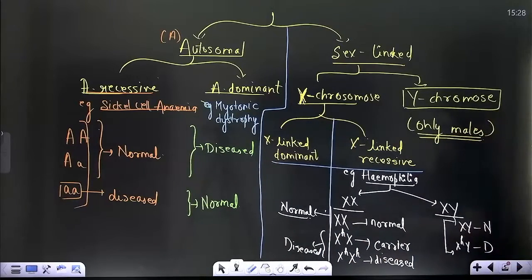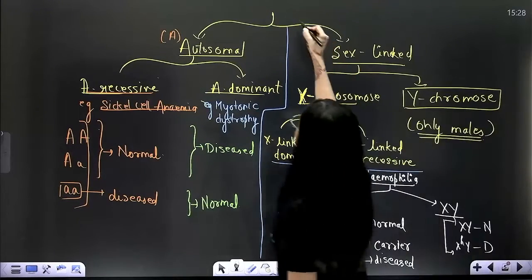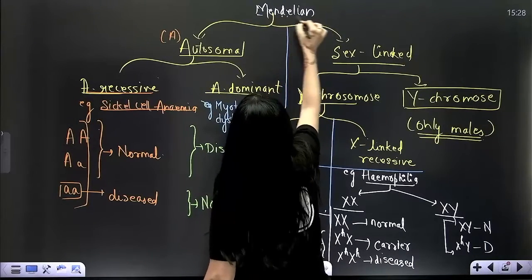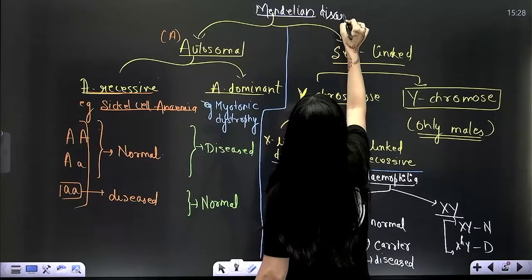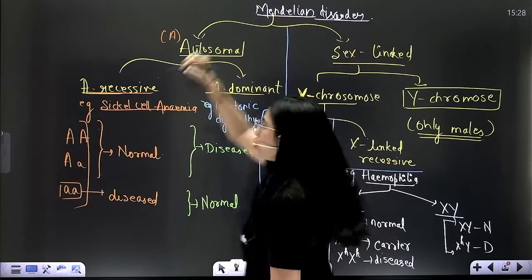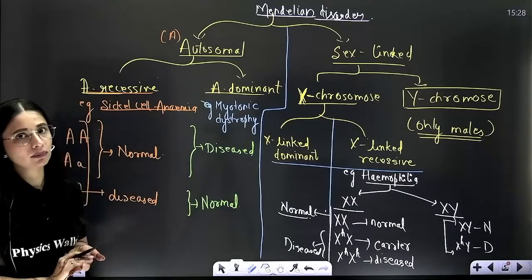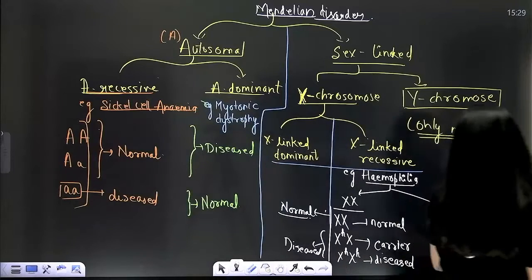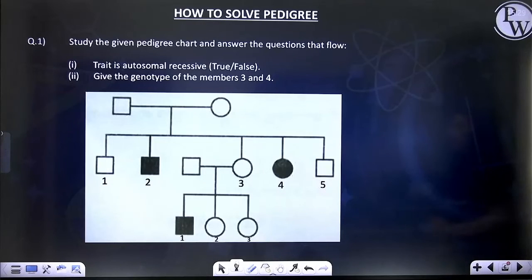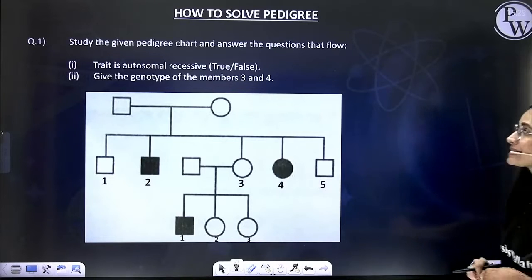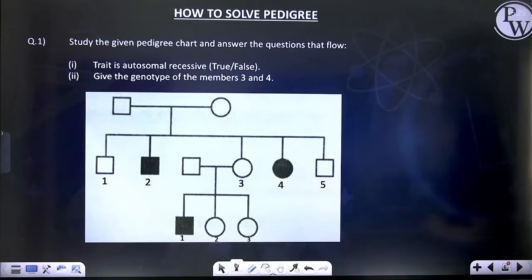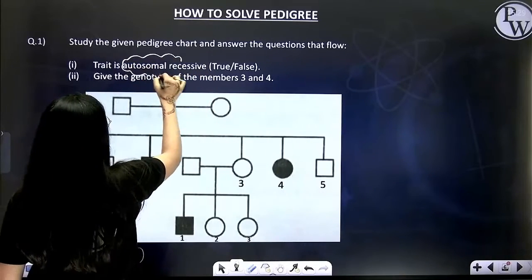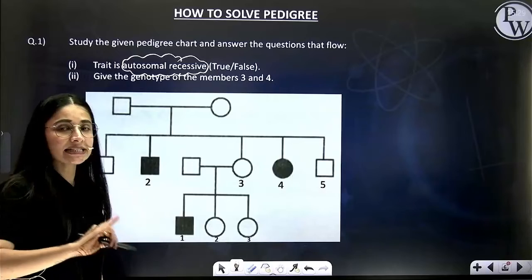Understood how you represent the various Mendelian disorders in the pedigree chart? So if you remember this chart, beta, then it will be very easy for you to solve the pedigree problems. So considering you have understood the chart, now we are going to solve some questions. First question says: study the given pedigree chart and answer the following questions. First, you have to tell whether the trait is autosomal recessive, yes or no.